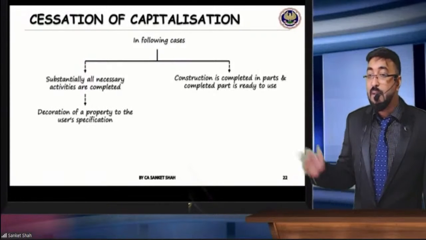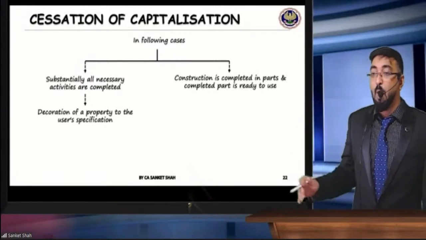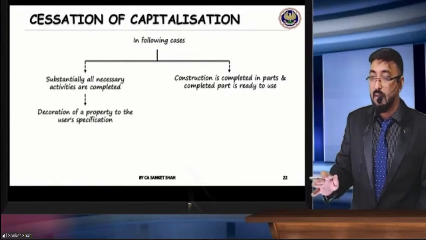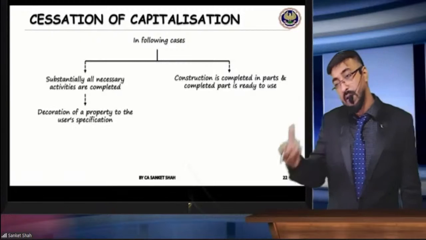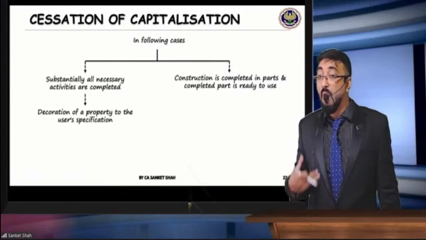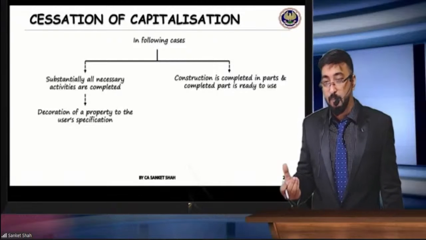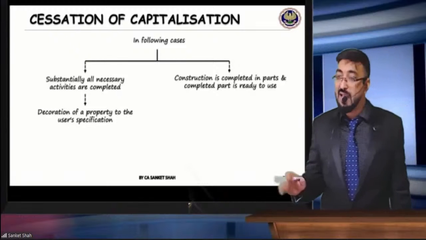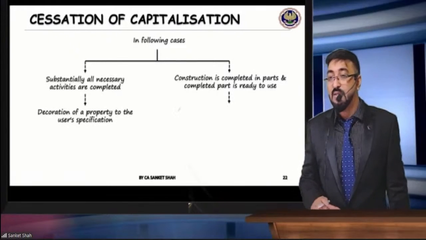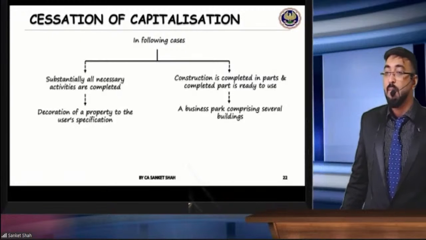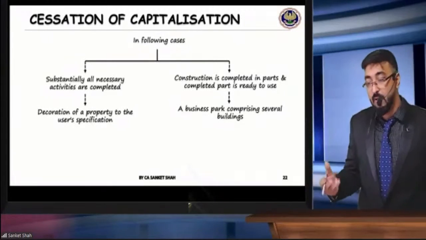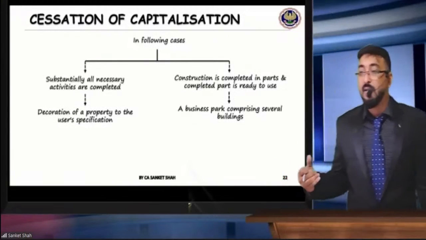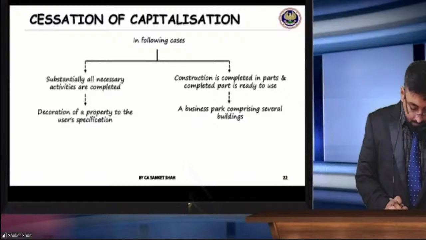Here only decoration of a property is going on. Like the decoration of Ganpati, we have brought Ganpati, seated him, and the decoration is going on. That means Ganpati is already brought, so substantially all necessary activities are completed. Only decoration of the property is going on as per user specification, which means the asset is ready to use, and construction is completed in parts, like a business park comprising several buildings. As I already explained, 2/10 interest has to be debited to profit and loss account, and 8/10 interest you will capitalize. Okay.